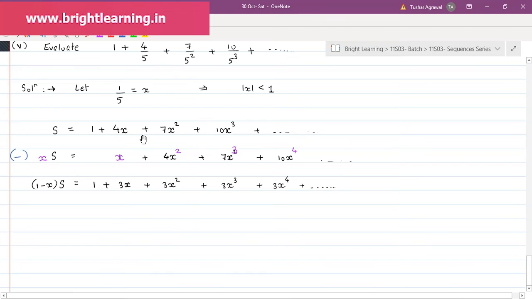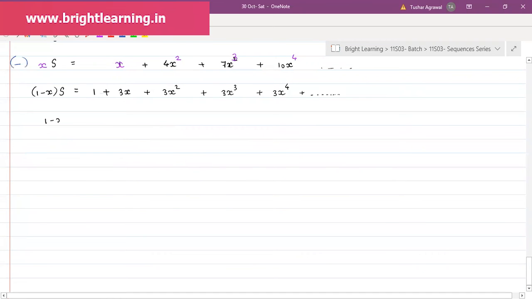Clear up to this point? So, 1 minus x into S will be equal to 1 plus 3x into, if I take 3x common from here, 1 plus x plus x square plus x cube and so on. Yes or no, Afrin? Yes, sir. Now this is a simple geometric progression: 3x into x, 3x square into x, 3x cube into x. But the geometric progression is starting from this point.